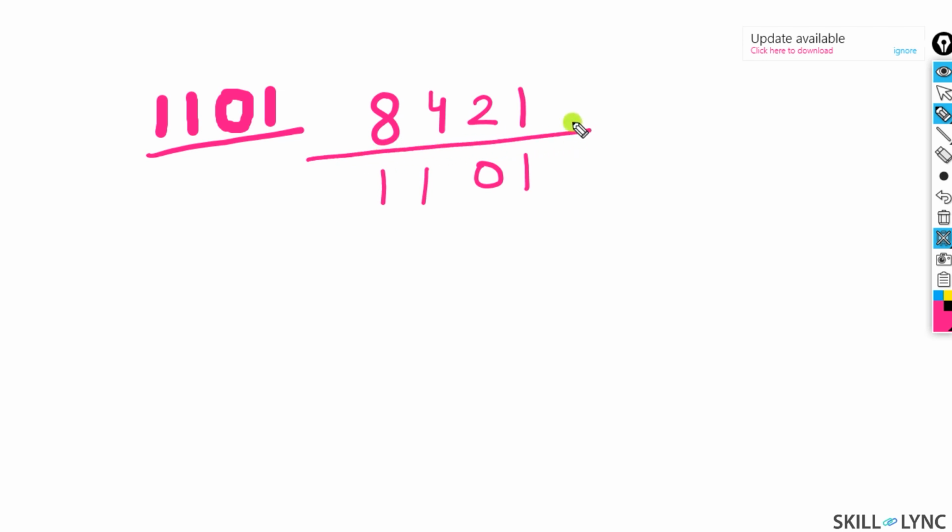Okay. Now what you will do, wherever the present value is 1, just note down that thing. So it is 1, it is 8, it is 1, it is 4, it is 1 and it is 1. So now add these numbers. It is 8 plus 4 plus 1.